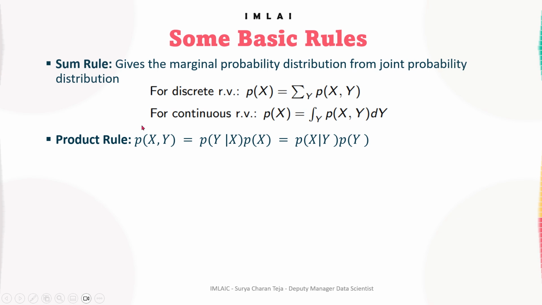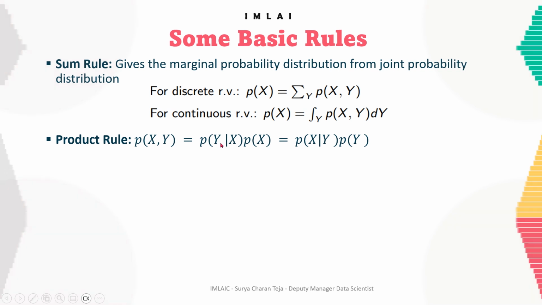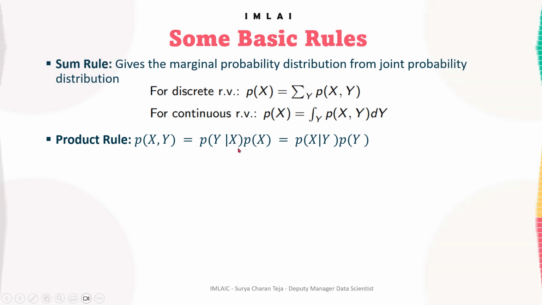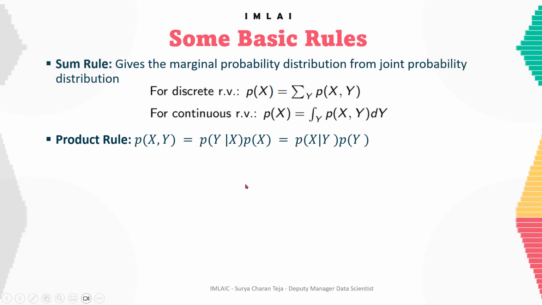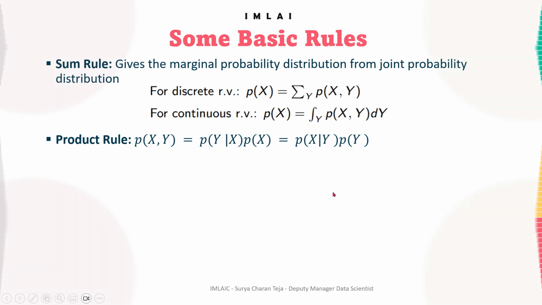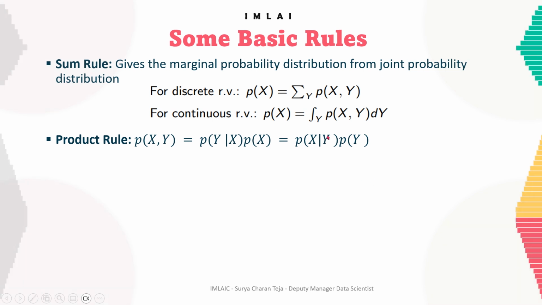So probability of capital X comma capital Y is equal to, this can be expressed as the multiplication of either probability of Y given that capital X multiplied by probability of capital X, or probability of capital X given that capital Y multiplied by probability of Y. These are the two ways of calculating the product rule of probability of X comma Y.